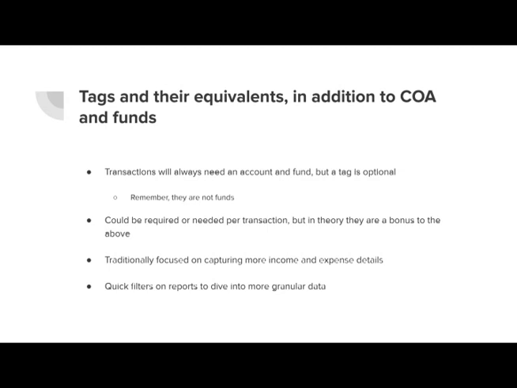But what about something that I want to transfer or report on, that is not its own balance, but I want to see activity, I might want to budget for it? It all is wrapped up into a larger fund. So what is that? We call those things tags. So this could be needed or required per transaction, but in theory, they are a bonus to the above. Tags are traditionally focused on capturing more income and expense details, and they are quick filters on reports to dive into more granular data. I don't have a slide for this, but in my other webinars, I use this example, which I'll try to do somewhat quickly because this one can snowball.